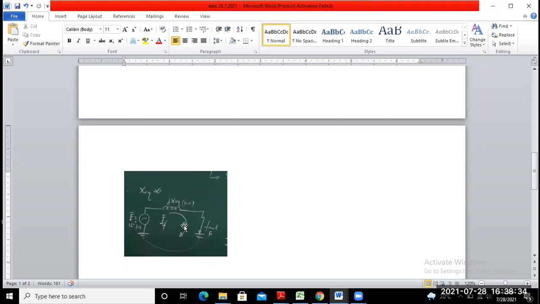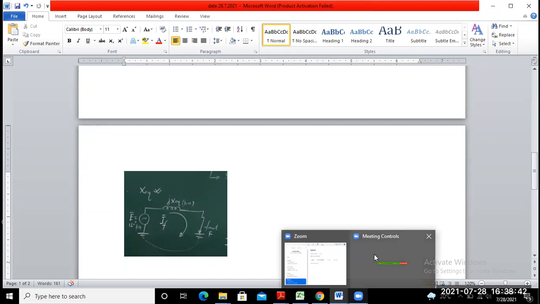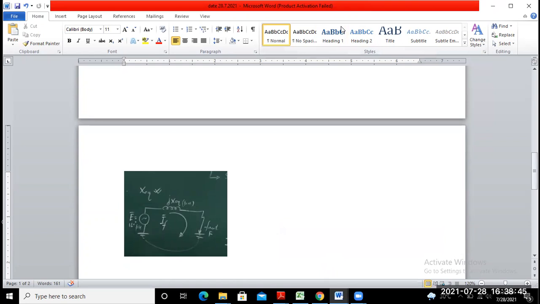What is the value of IF here? How can we write IF equal to how much? From the circuit, this is very simple. You have a source of EMF that is represented by E, that is equal to 1 at an angle of 0 degree. That means taken as the reference voltage, and reactance value is connected in series. So what is the value of IF? That is fault current.